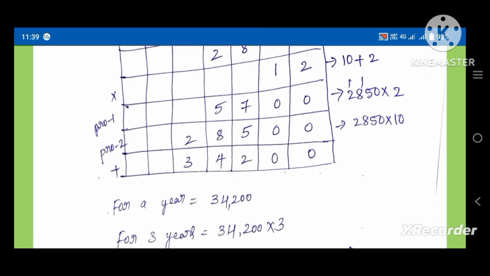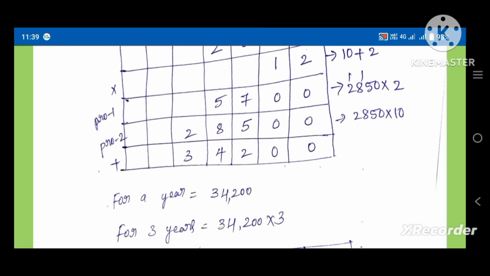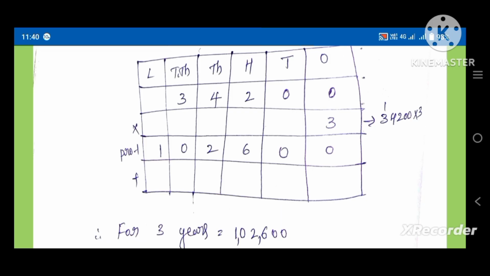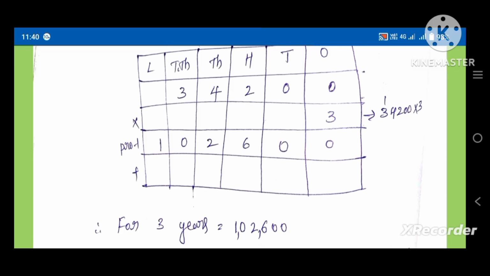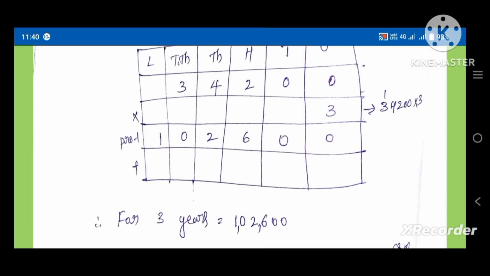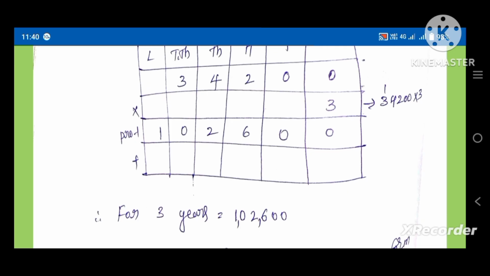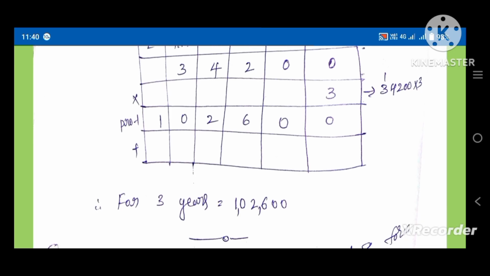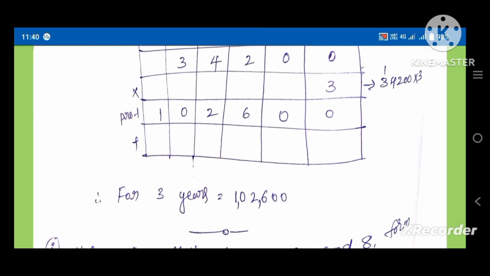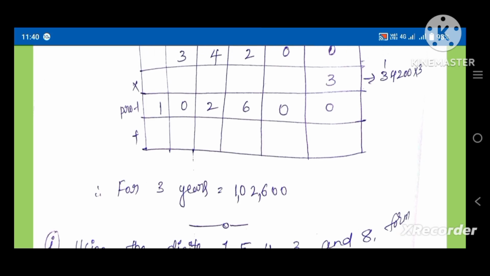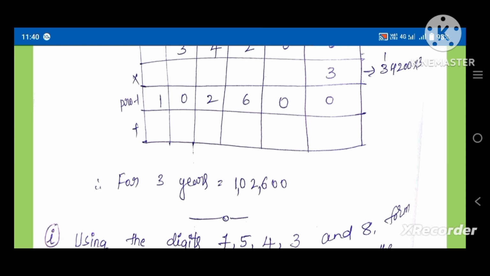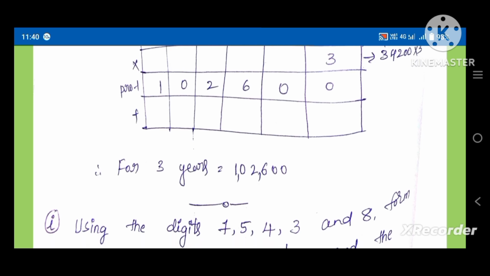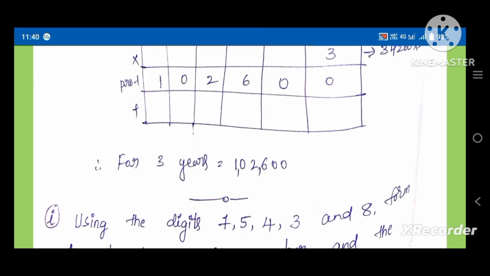For 3 years, 34,200 into 3. Ones place 0, tens place 0, hundreds place 2, thousands place 4, ten-thousands place 3, multiply by 3. 34,200 into 3, multiply, then we get the answer 1,02,600 for 3 years, 1,02,600.